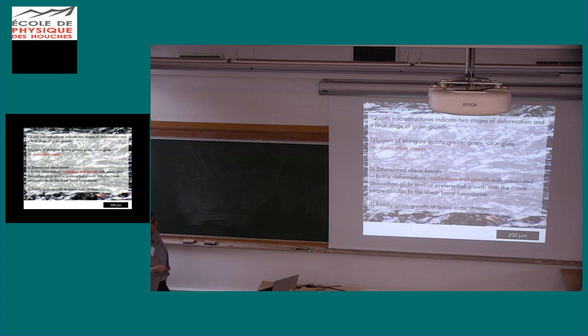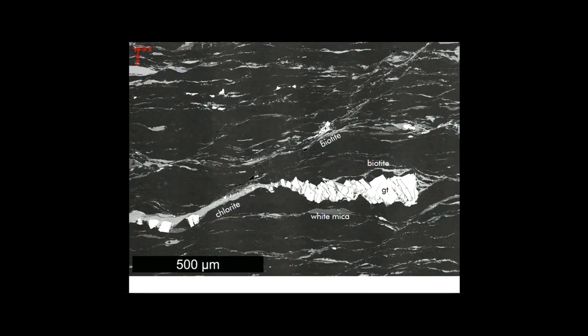Then we have the extensional shear bands, where we, of course, must have some brittle deformation involved, but also some crystal plastic deformation, nucleation and growth associated with this dislocation glide. And finally, even grain growth at quasi-static stresses. So we think we do see a systematic difference in different deformation mechanisms, deformation processes, and behavior, and we link that to a time sequence.